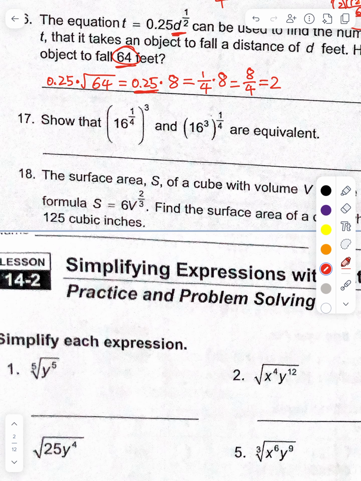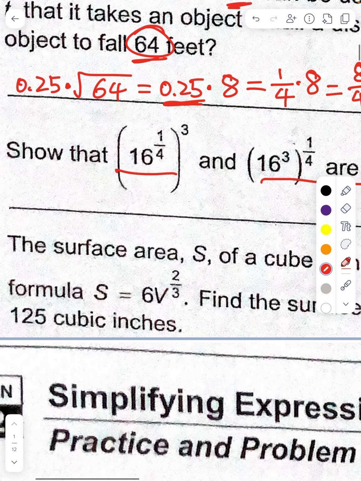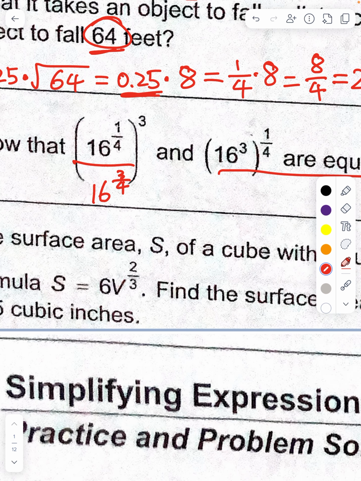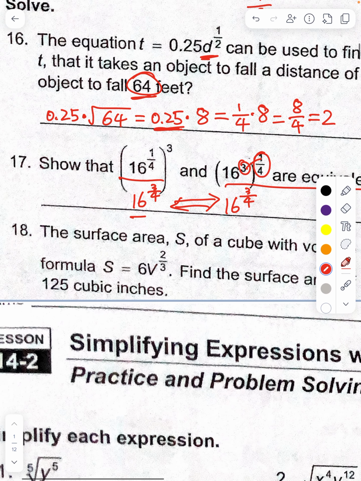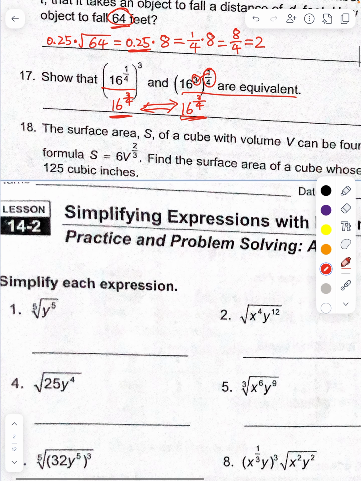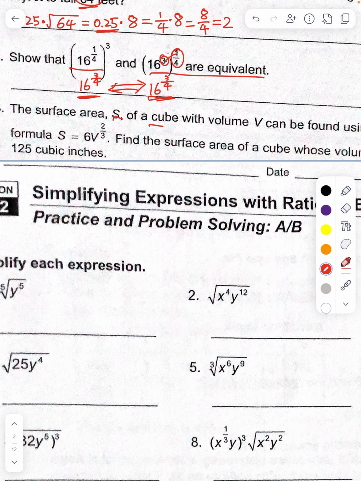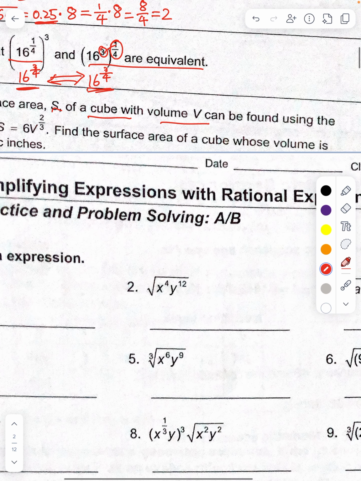Number 17, show that they are equivalent. Okay, power of the power. The first one, this is going to be 1 over 4 times 3. That's just 3 over 4. The second one, again, 3 times 1 over 4. That's the same, right? 3 times 1 goes to the top. The whole number goes to 1. Yeah, so they are equal. We use power of the power property. And then we figure out that they have the same base, the same power, right? So they're the same.